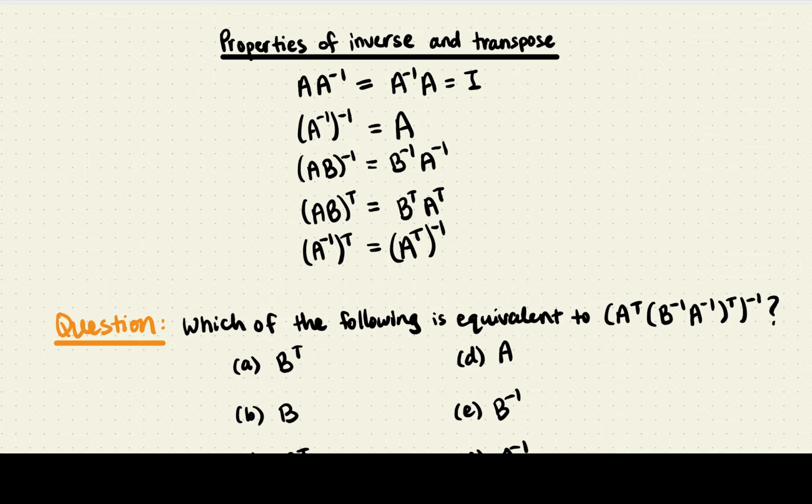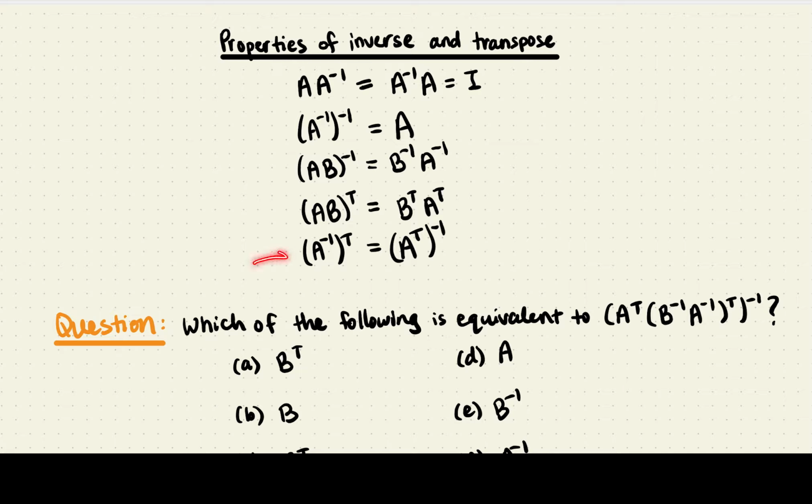in that order. A similar thing can be said about the transpose. So if you take the transpose of a product, that's equal to the transpose of the matrix on the right times the transpose of the matrix that was on the left. So the transpose of A times B is equal to B transpose times A transpose in that order.